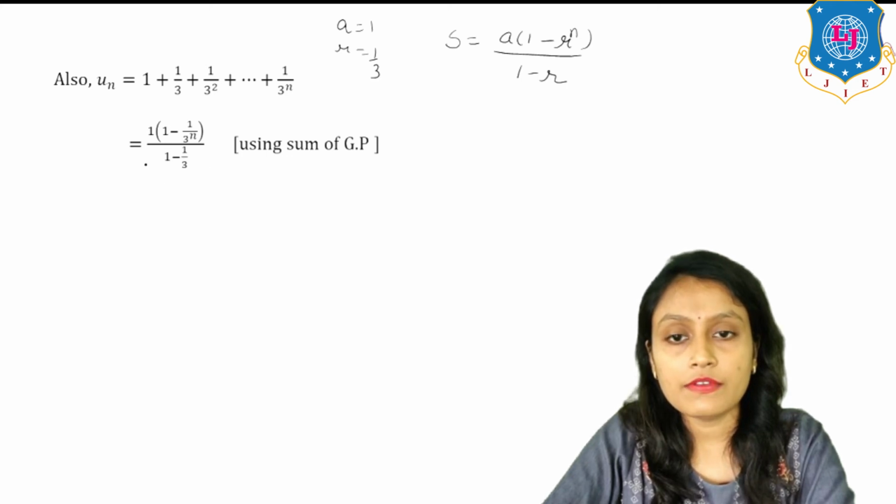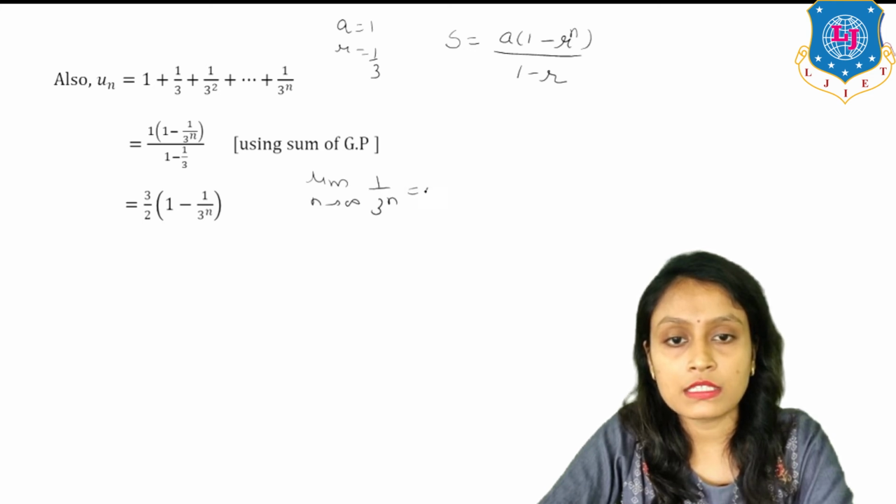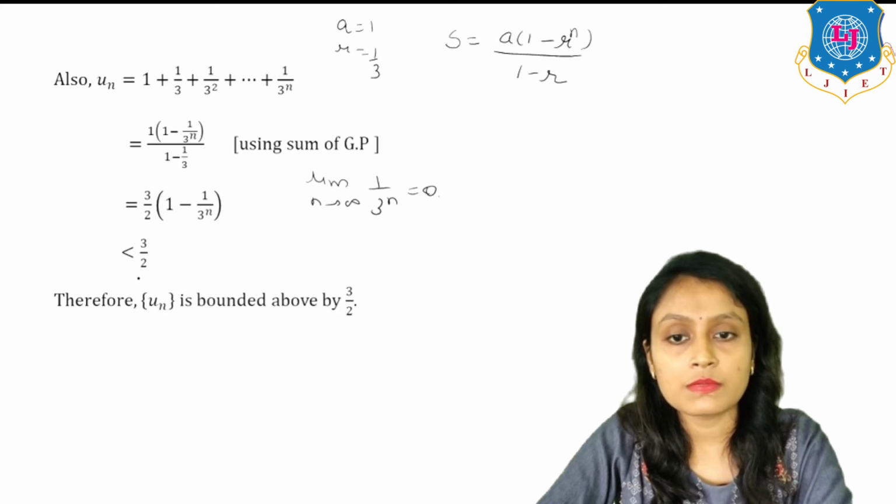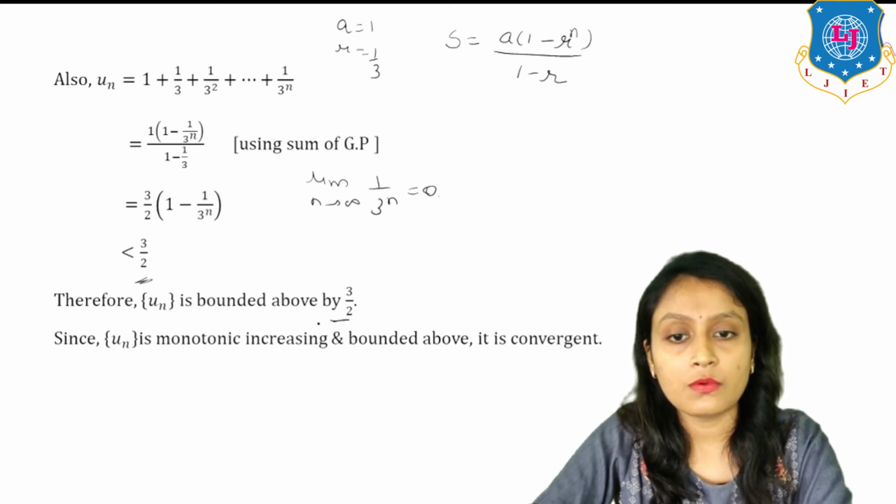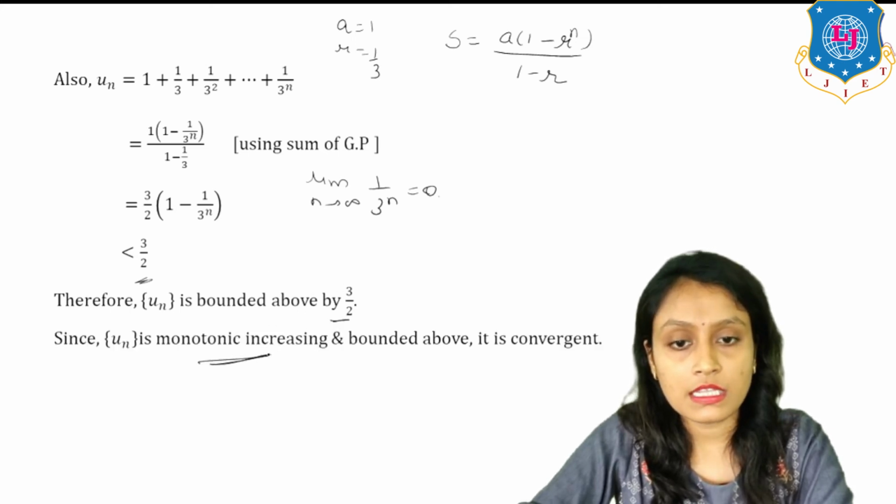Now firstly we will simplify this. So you will get 3 by 2 into 1 minus 1 upon 3 raised to n. And now we know that the limit as n tends to infinity of 1 upon 3 raised to n is equal to 0. So this term will be 0, and what will remain is 3 by 2. So this un is less than 3 by 2, which means it is bounded above by 3 by 2. So our given sequence is monotonic increasing and it is bounded above. Therefore, we can say that it is convergent.